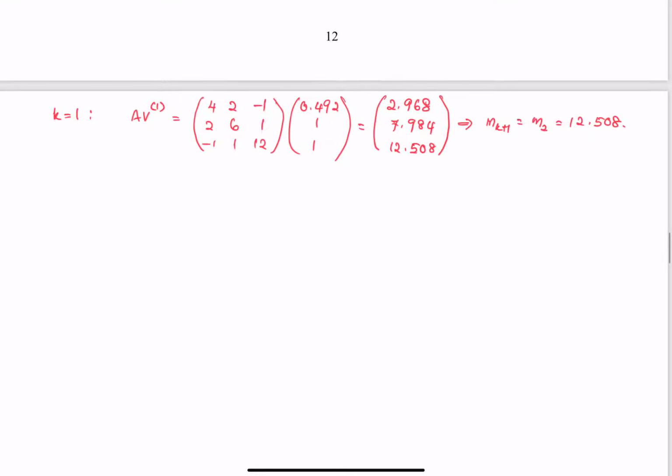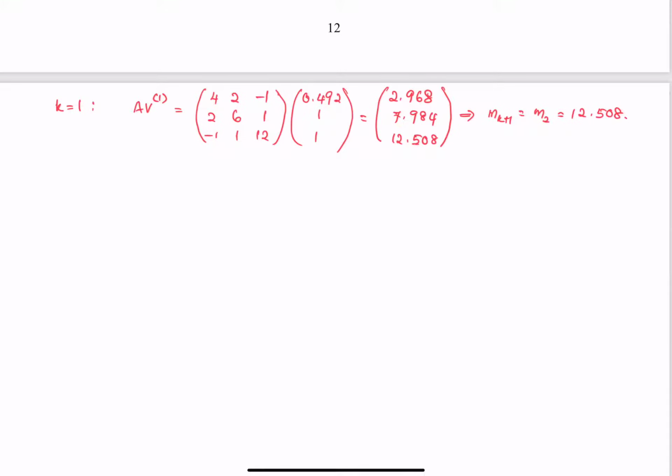And from this one we can get our MK plus 1, which is M2, is equal to 12.508, and then we can get our V2 is equal to 1 over 12.508 multiplied by AV1, which is 2.968, 7.984, 12.508, and we will get 0.237, 0.6381.